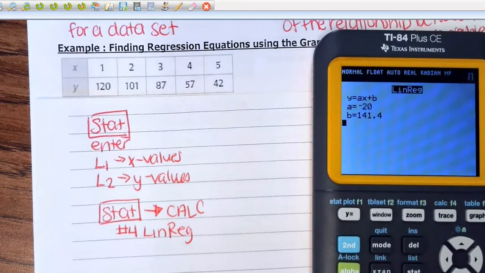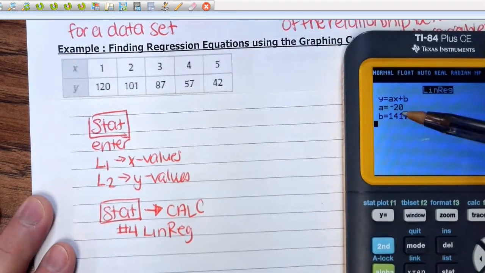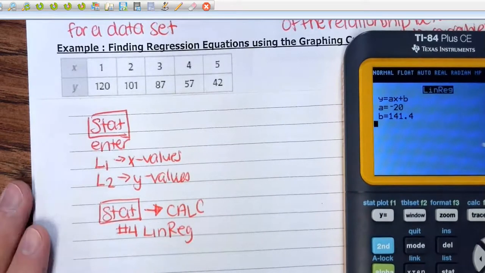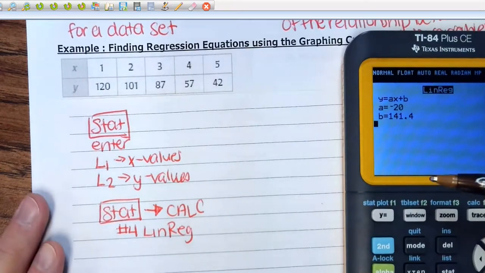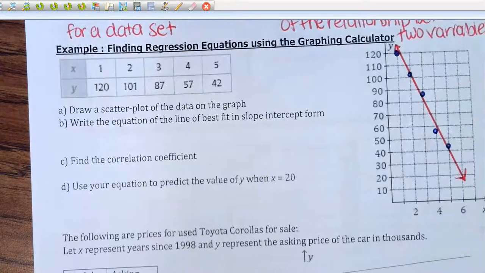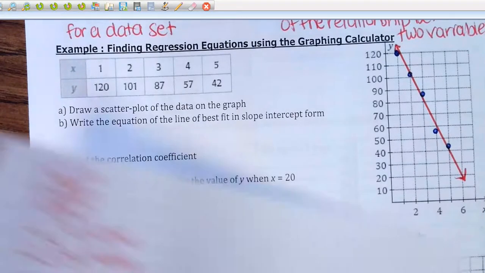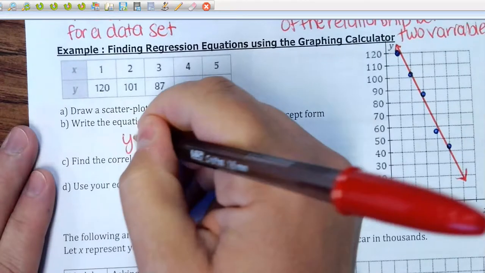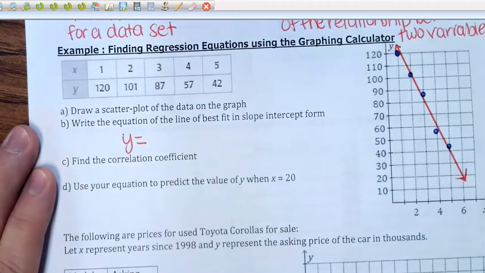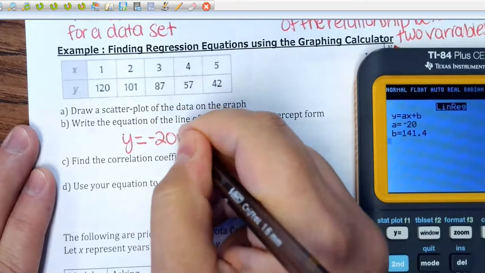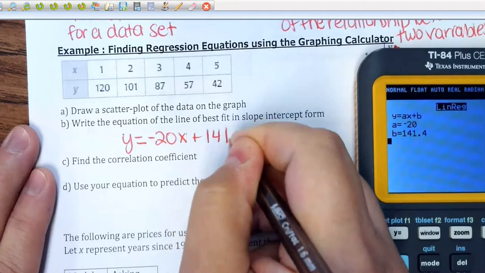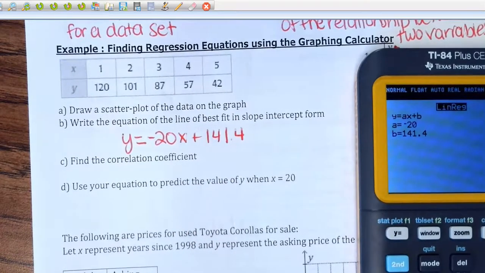Now, I know this is weird because it's not mx plus b. The way it's set up here, they write it as ax plus b. But really, a is just going to be the slope, and you can see that that's negative. And then my y-intercept is going to be b. That's the 141.4. So if you go back to the notes here, I'm just going to write that equation with those numbers subbed in. As I was looking at it there, I've got y equals negative 20x plus 141.4. And then we're going to talk about how to find the correlation coefficient.